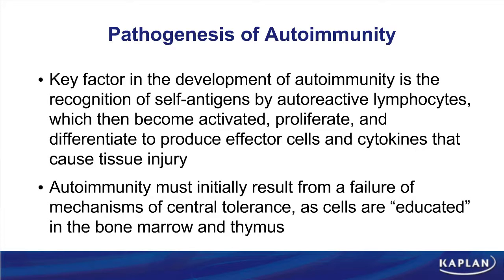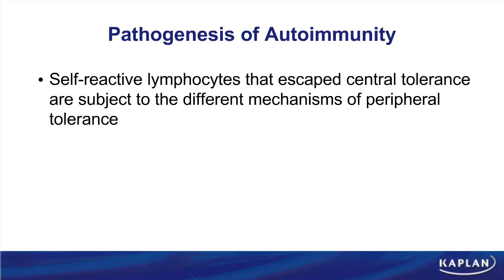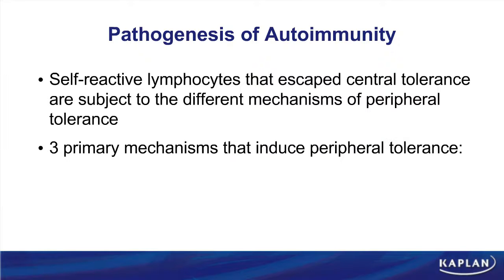Remember, our T cells should be educated in the thymus, and B cells are selected and educated in the bone marrow. We're going to talk about some of those proposed mechanisms, but again, we have to keep in mind that autoimmune diseases are really complex and never linked to just one specific factor. Self-reactive lymphocytes that somehow escaped selection in the primary lymphoid tissue are usually subjected to different mechanisms of tolerance in the periphery, okay? And there are three primary mechanisms that induce peripheral tolerance.